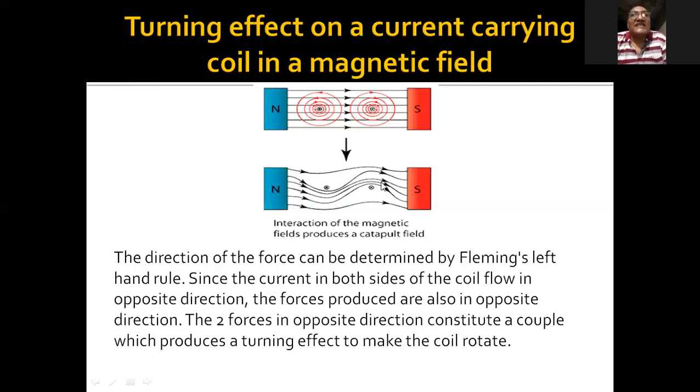So this side of the coil will experience a force in the downward direction, and this side of the coil will experience a force in the upward direction. So what will happen? These two forces will act as a couple, and they will rotate the body, and this is called the turning effect on a current carrying coil in a magnetic field.